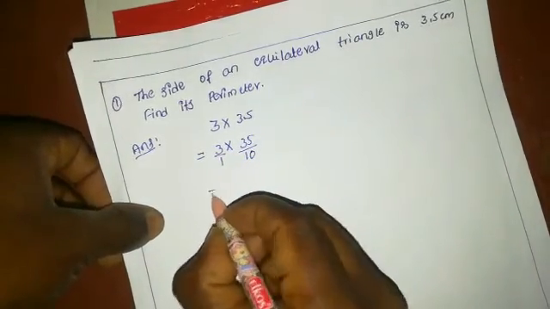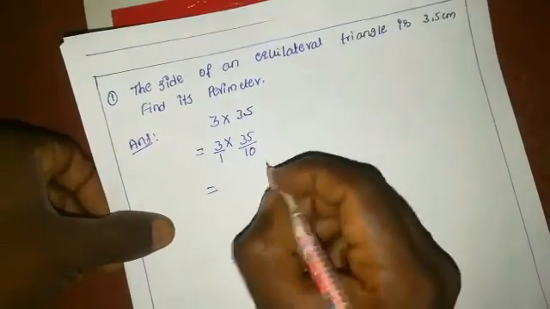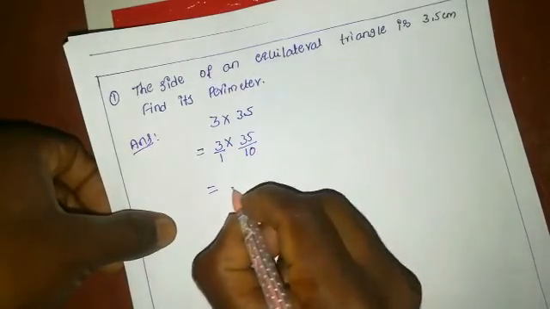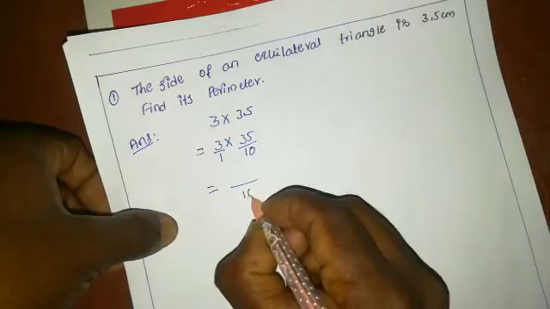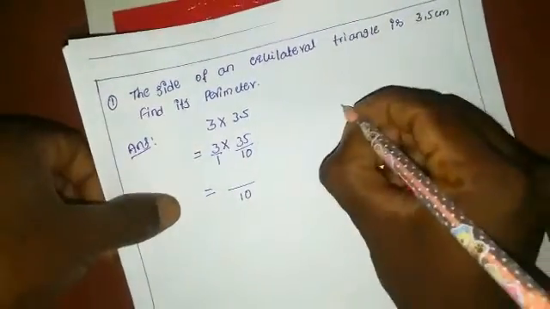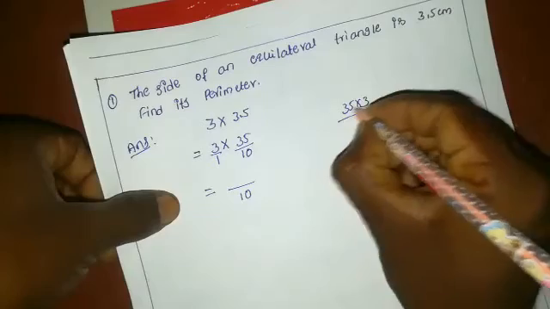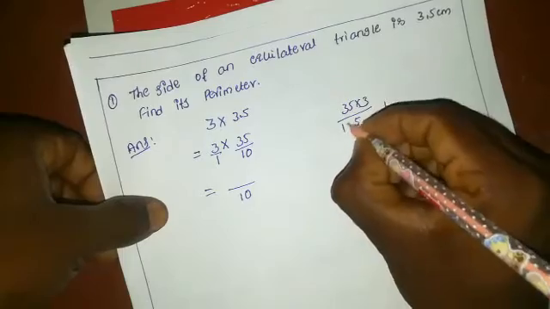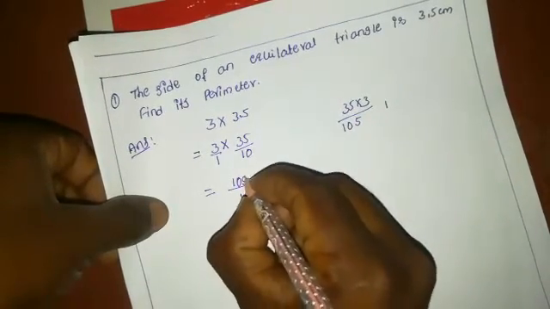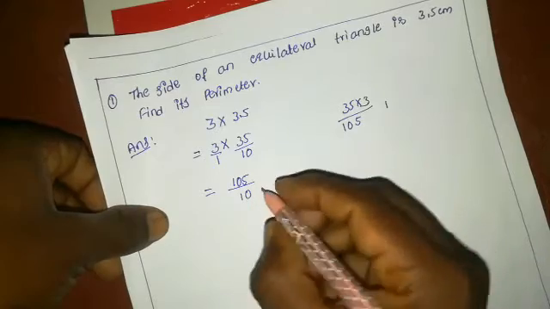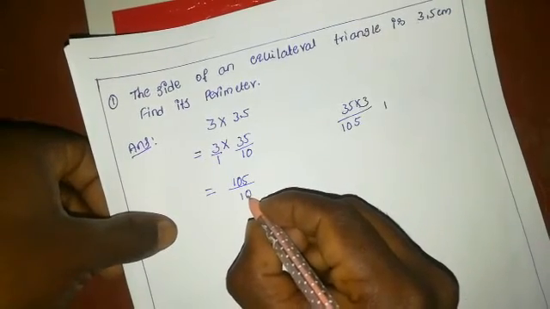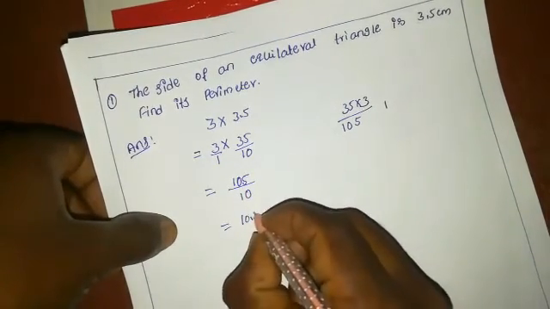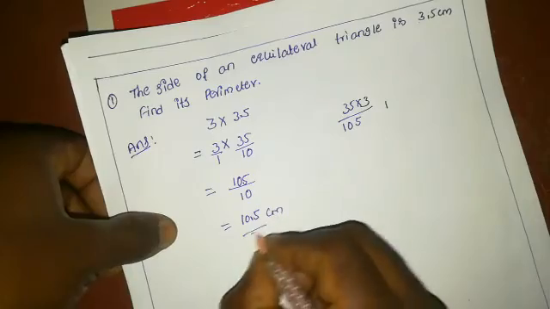Now we have to multiply the fractions. We know how to multiply fractions: multiply the numerators and multiply the denominators. Denominator: 10 into 1 is 10. Numerator: 35 into 3. 3 fives are 15, 1 is carry. 3 threes are 9, plus 1 is 10. So 105 divided by 10. In the denominator we have 10, so we put the point after one digit, which means 10.5. 10.5 centimeters is the perimeter of the triangle.